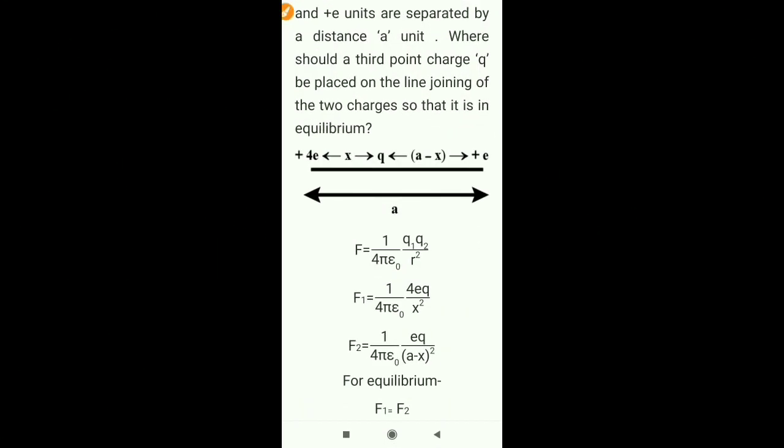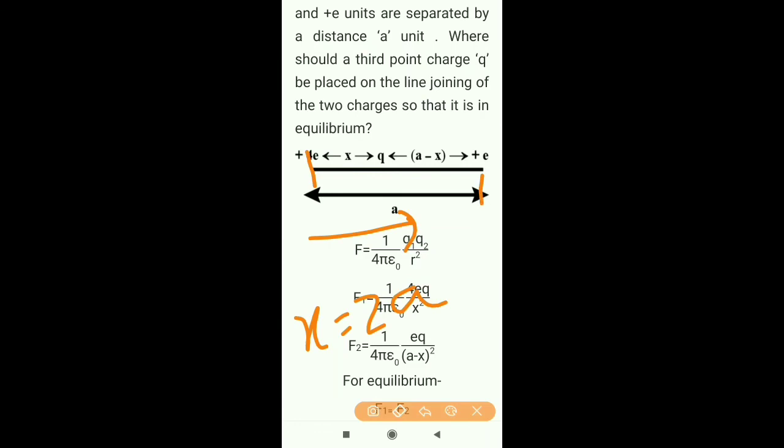Just check the feasibility of both answers. One answer is x is equal to 2a by 3 and one answer is x is equal to 2a. The first answer is possible because x is equal to 2a by 3 will lie in between the +4e and +e charges. So this answer is possible. But just see the second answer, x is equal to 2a. This is 2a distance from the +4e charge to this side. In that case, the q will be away from this +e charge.